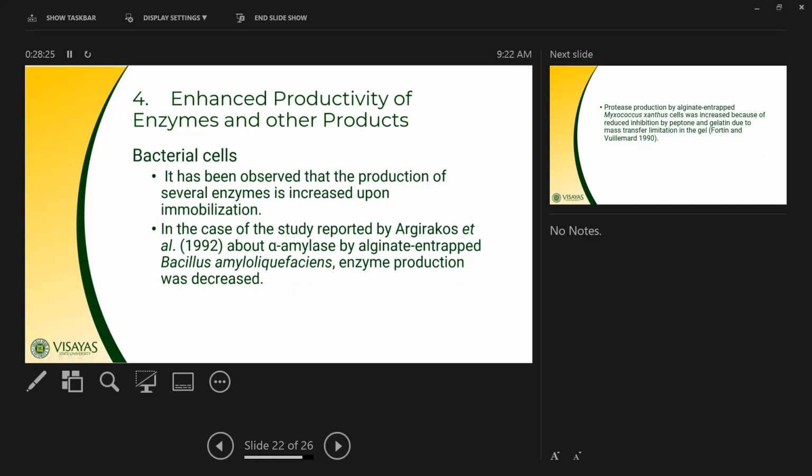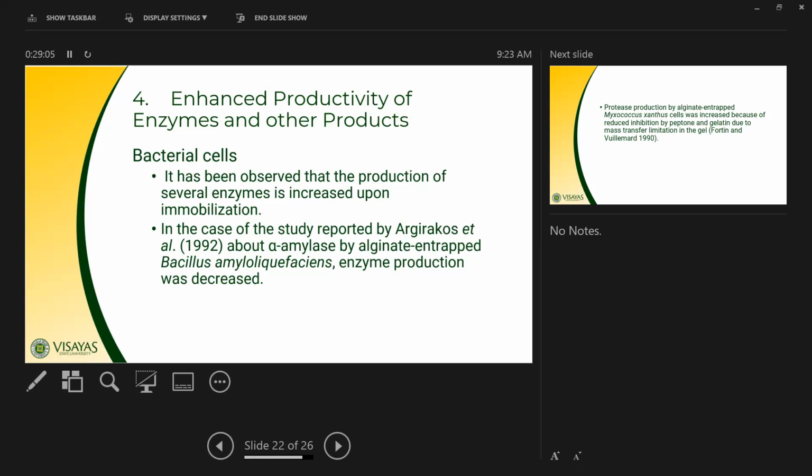Another effect is an enhancement of the productivity of enzymes and other products. For bacterial cells, it has been observed that the production of several enzymes is increased upon immobilization. In the study reported by Argyrakos on alpha amylase by alginate-entrapped Bacillus amyloleucophaciens, enzyme production was decreased. So there is also a reduction of enzyme production.